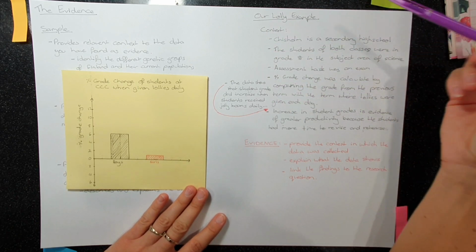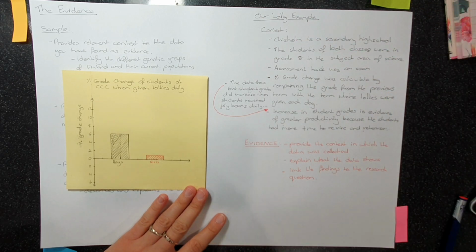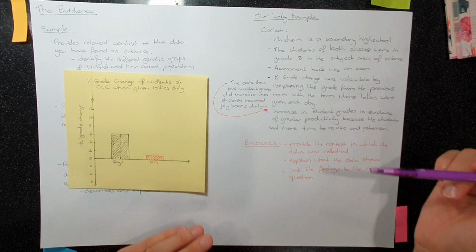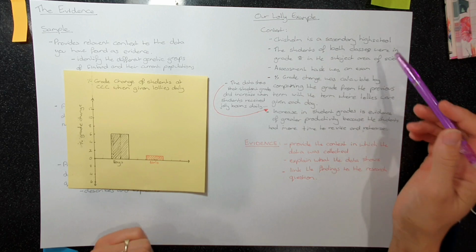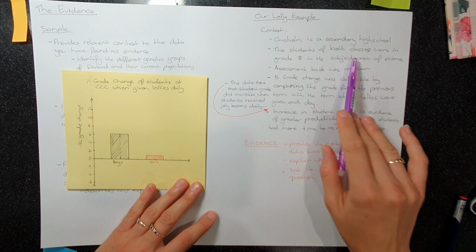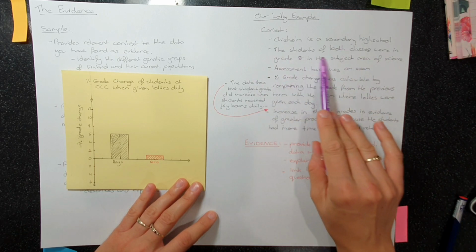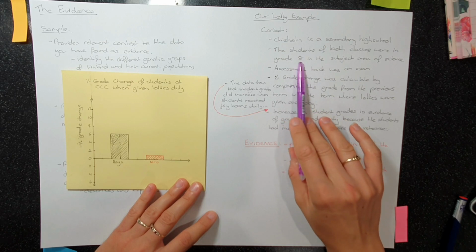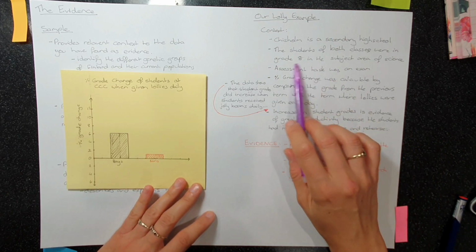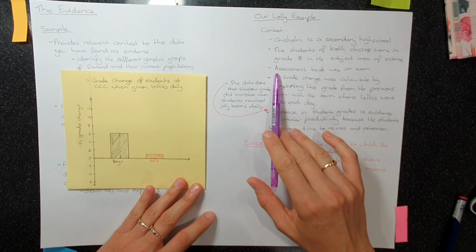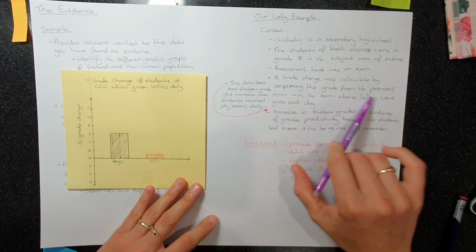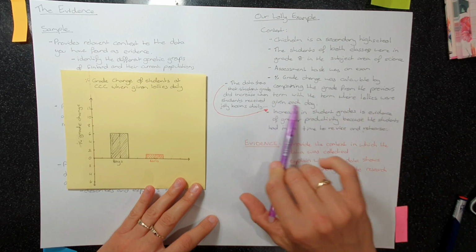What you would include is that Chisholm is a secondary high school, so that's possibly important to the way in which the body breaks down jelly beans, or how quickly the glucose is available to the student. The students of the classes were in grade 8, so we have an age. We can understand exactly what is part of their life at that point in time. In grade 8, in the subject area of science, the assessment task was an exam, and the percentage grade change was calculated by comparing the grade from the previous term with the term where lollies were given each day.